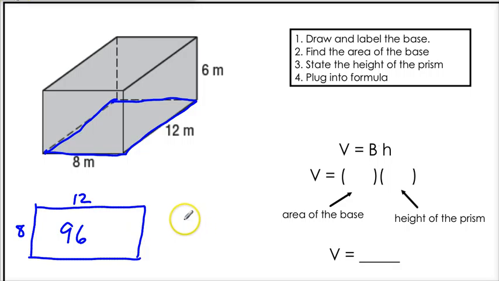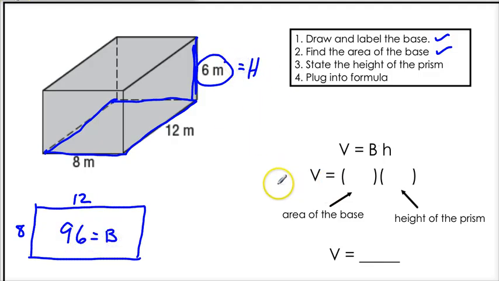All right, so now that I got my area, I'm also going to state the height. Height is right here. It's the up and down, and that is my height. So now that I've got my base, and now that I've got my height, I'm just going to plug into my formula. Volume equals base times height. My base is 96, my height is 6, and I just do this on my calculator. Volume equals 96 times 6.